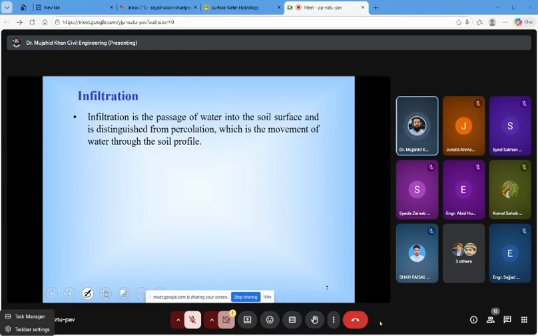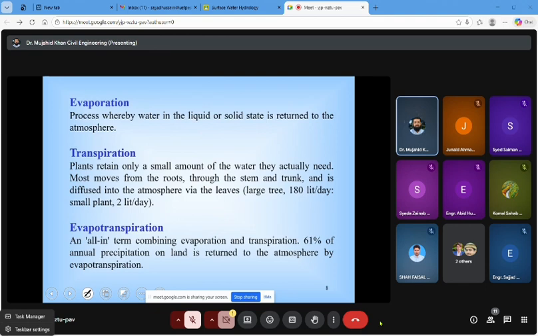Infiltration: the movement of water from the surface into the ground soil is known as infiltration. If this is the ground surface, normally represented like this, the water moves vertically downward. This is called infiltration, and the movement of this water within the soil is then known as percolation. So this is percolation, and this is infiltration. We will discuss infiltration in detail in the coming slides.